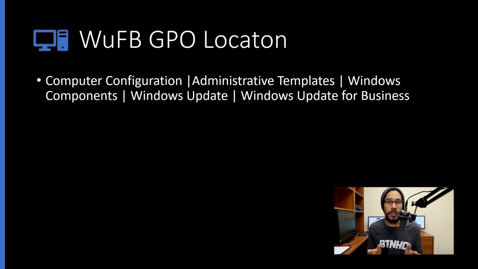Now, to configure Windows Update for Business is GPO. Group policies all the way. The primary location for this GPO is actually located within Computer Configuration, Administrative Templates, Windows Components, Windows Update, and then within Windows Update, you're going to see Windows Update for Business.